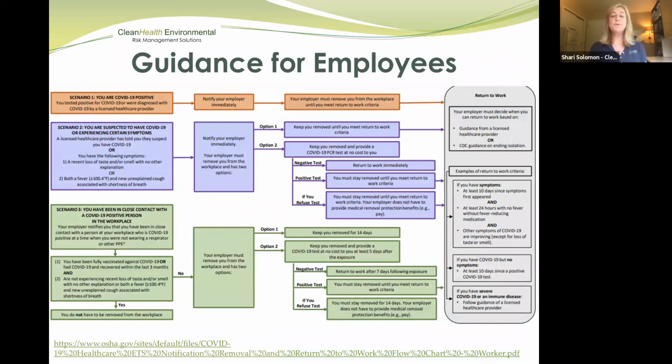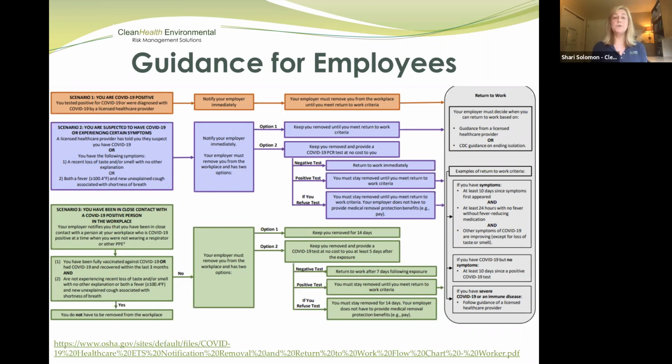Continuing on with just valuable resources that I do want to share with you, and obviously I don't expect we're all going to be experts in the emergency temporary standard after my presentation. So really my goal is to share an overview and to direct you towards valuable resources to help you with this. This is one that was published by OSHA, and these are pretty new and really valuable.